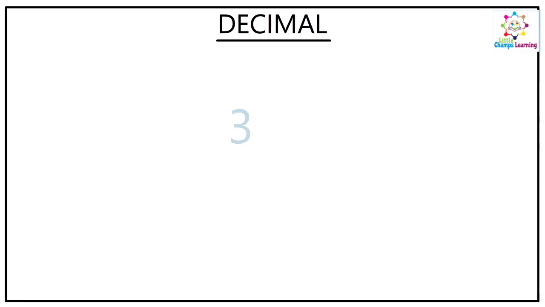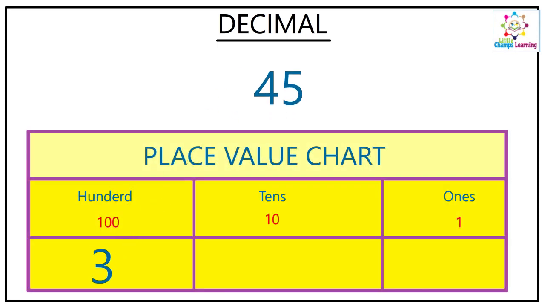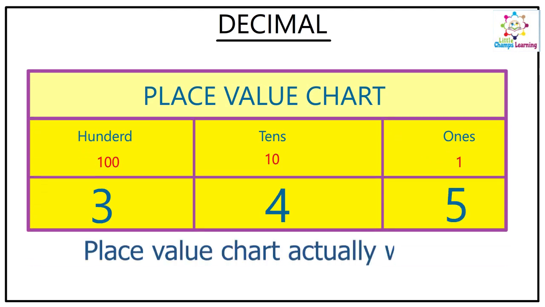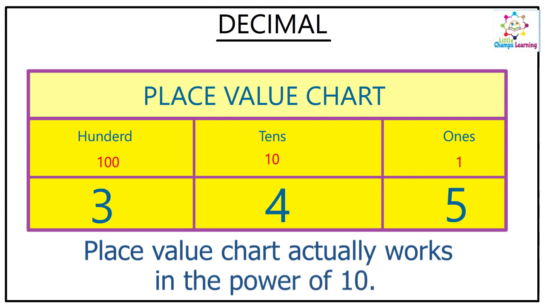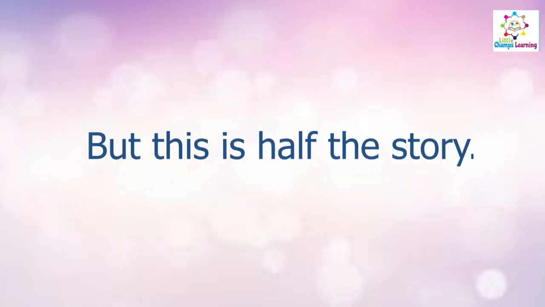If I take a number, say 345, it will be placed in the place value chart as 3 in the hundreds column, 4 in the tens column and 5 in the ones column. The place value chart actually works in powers of 10. As you move from right to left, every column increases by a power of 10. But this is half the story.